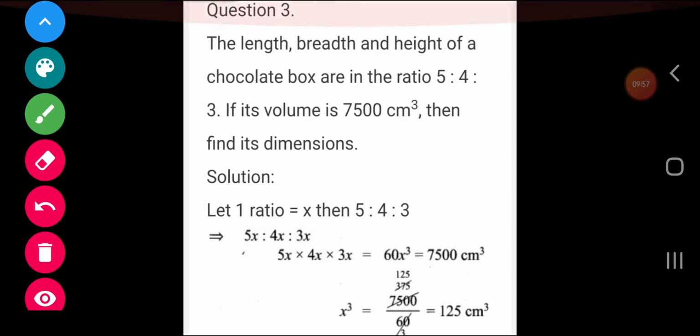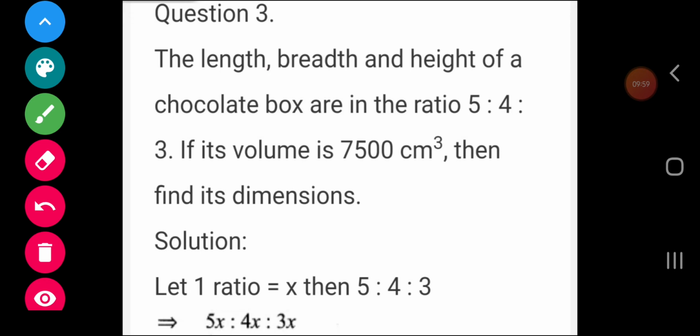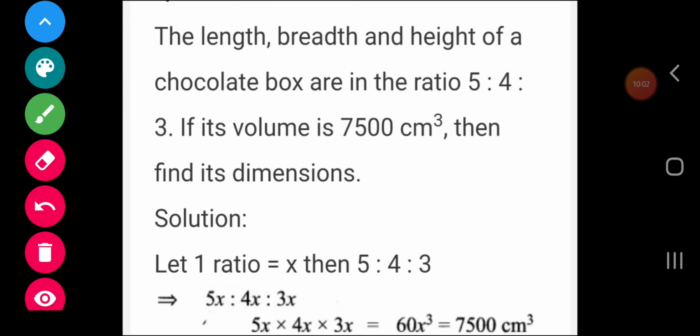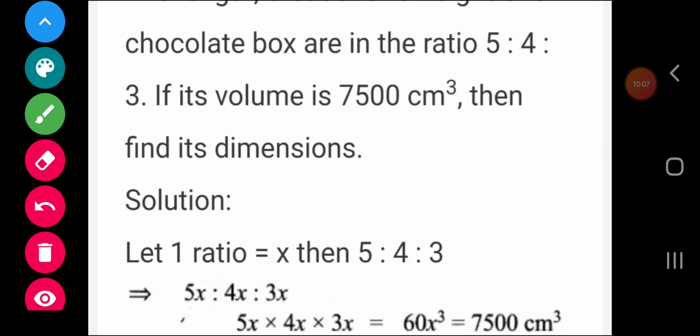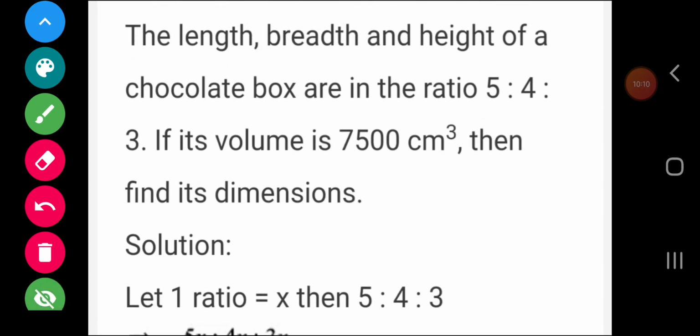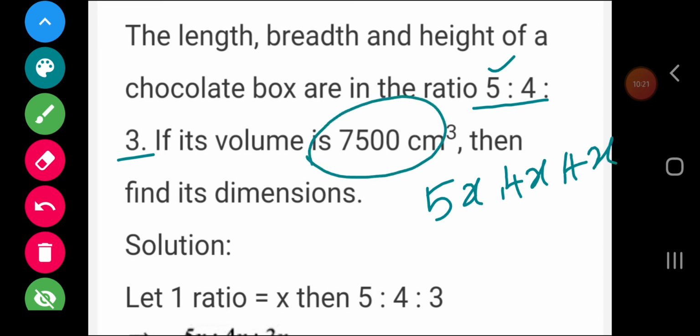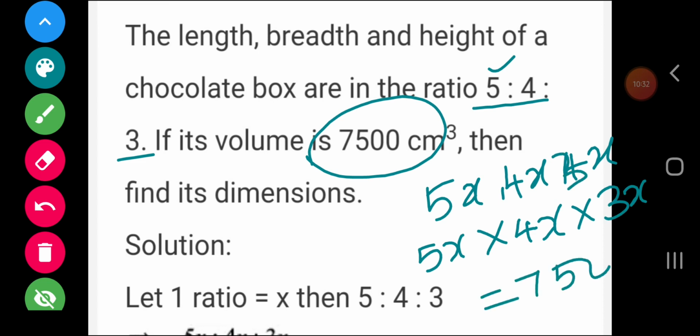Next question number 3. The length, breadth and height of a chocolate box are in the ratio 5:4:3. If its volume is 7500 centimeter cube, then find its dimension. Here they didn't give the value directly, they have given the ratio. So we have to take the values as 5x, 4x, 3x. They have given the volume is 7500, that is 5x into 4x into 3x equal to 7500, because L into B into H is the formula for volume.